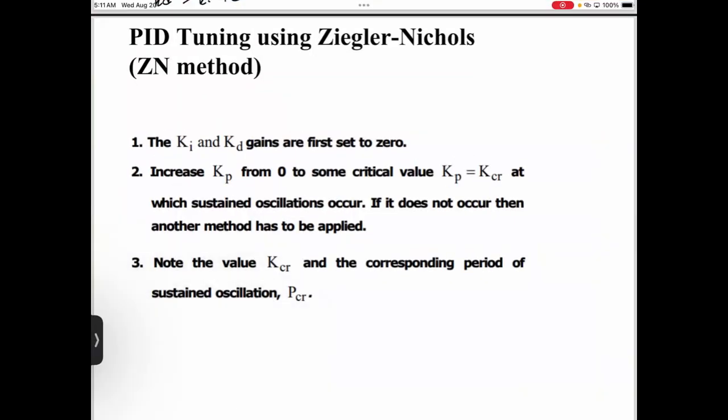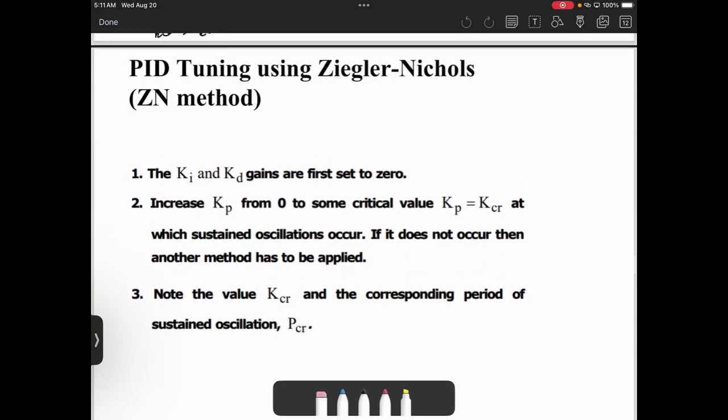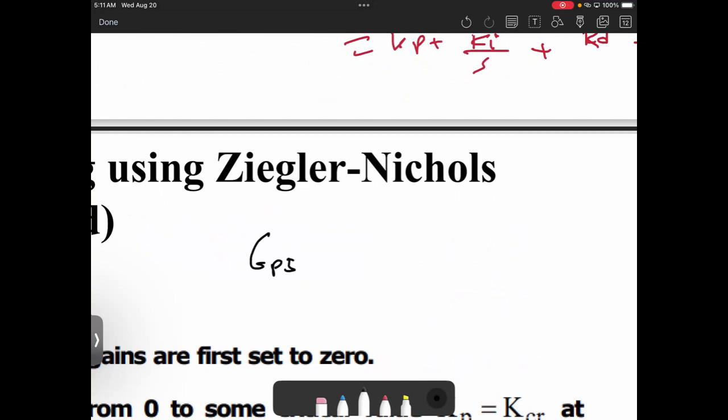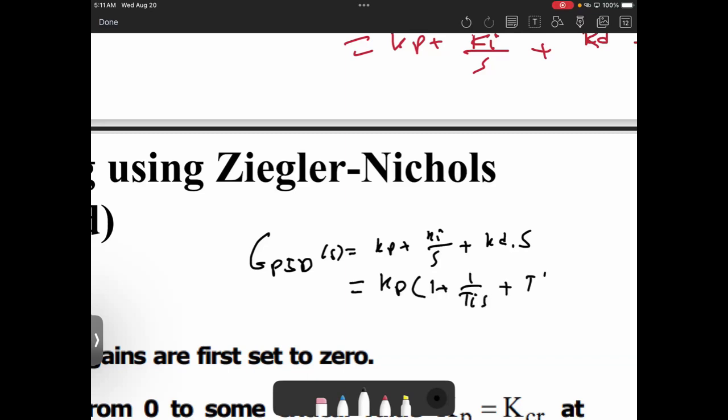Good afternoon. Today's topic, we will discuss how to tune or to choose the parameters of a PID controller using the Ziegler-Nichols method, or ZN method. So basically, as we know, the transfer function for the PID controller can be written in two ways. The first way, Kp plus Ki over S plus Kd times S, right? Or it can be the other, which is Kp times 1.